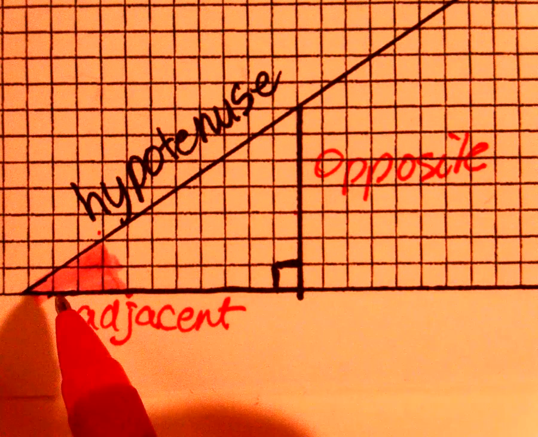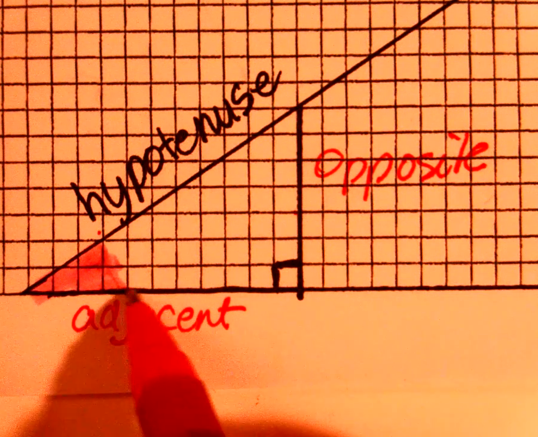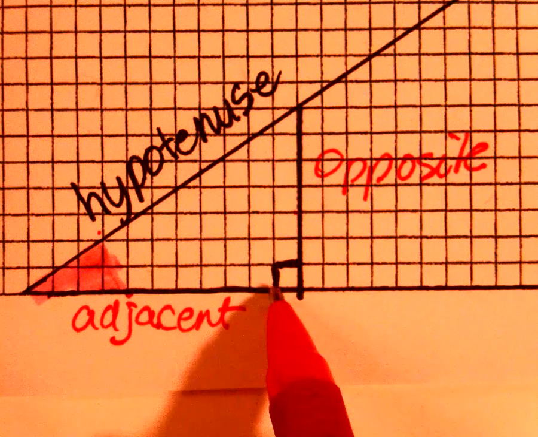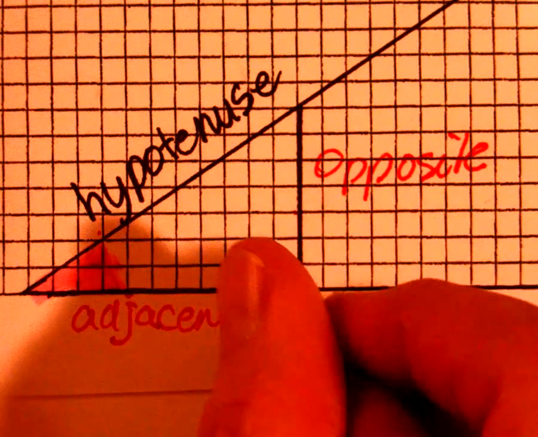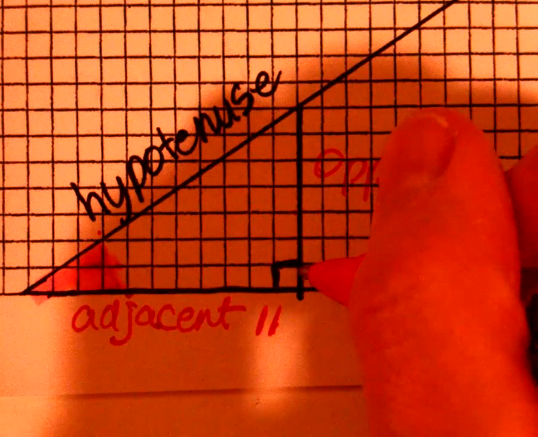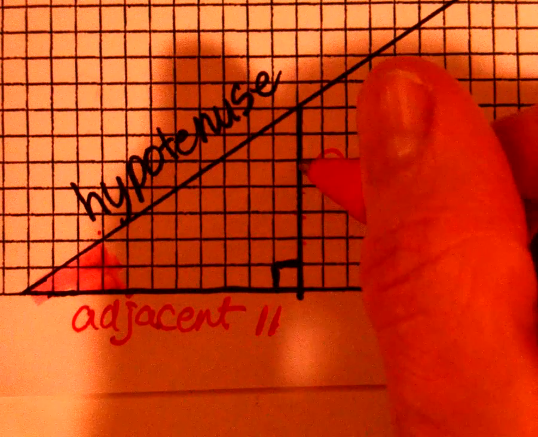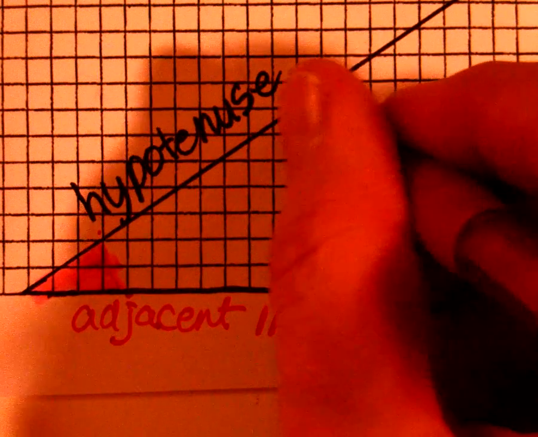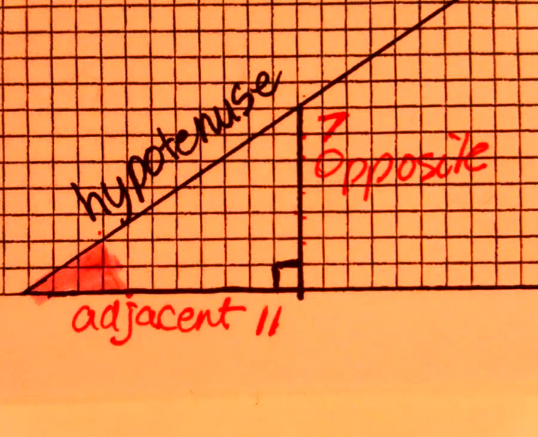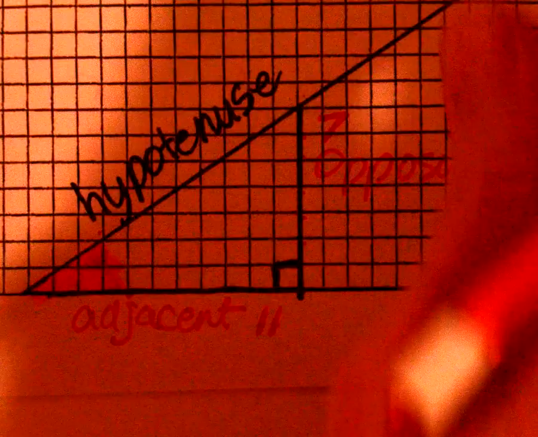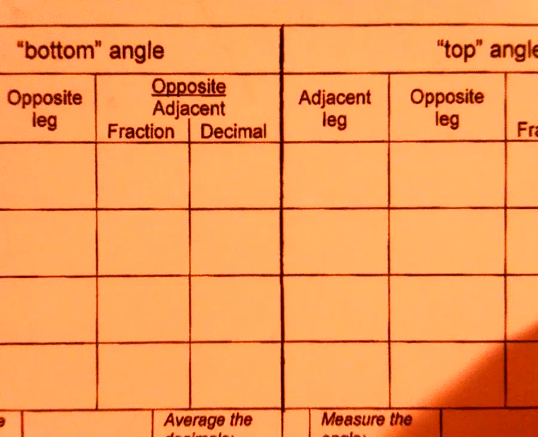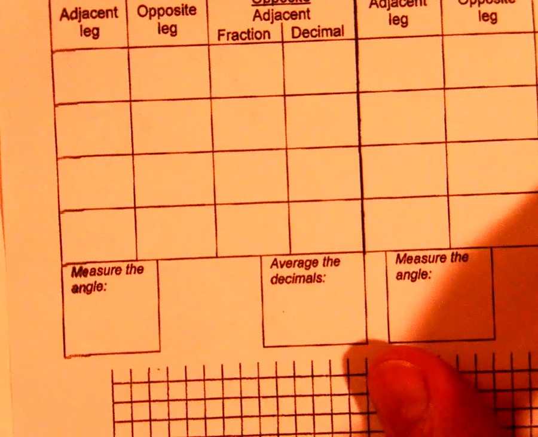Okay, I'm going to count how long these sides are. This one is 11, and this is 7. So the opposite side to the pink angle is 7, and the adjacent side is 11. Up at the top of your sheet, there's a little chart that also says opposite and adjacent. We're going to fill that in.